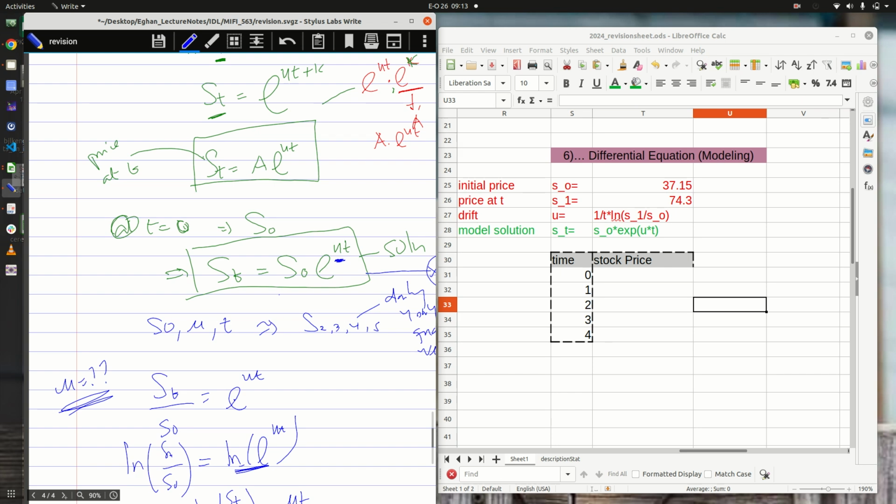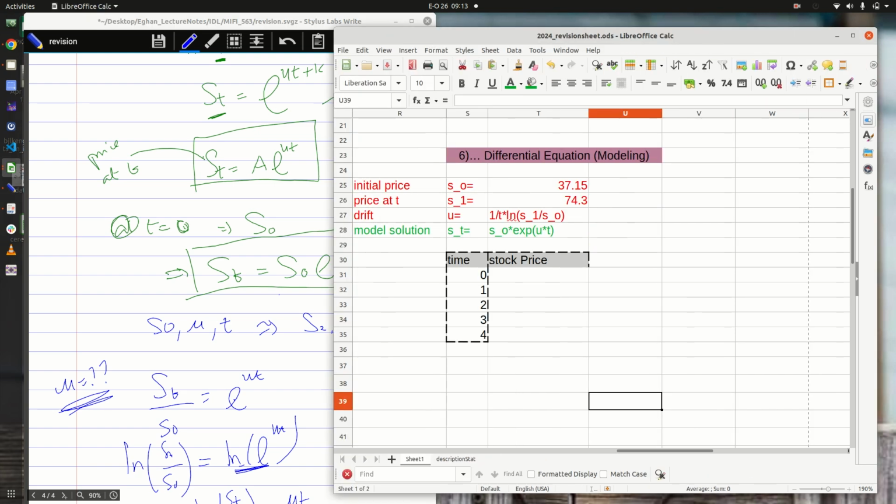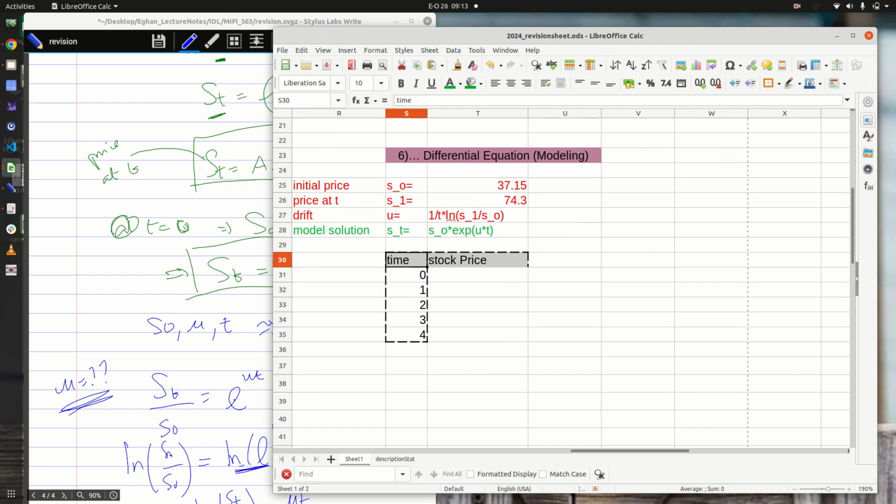That is all. Now with the Excel, I can find the next prices of the assets. I have my time frame from 0 to 1 to 2 to 4. What do you think the stock price at 0 would be? It is s naught, so it is 37.15. Do I know the stock price at time 1? Yes, it is 74.3. Do I know the stock price at time 2? No. How do I do that?